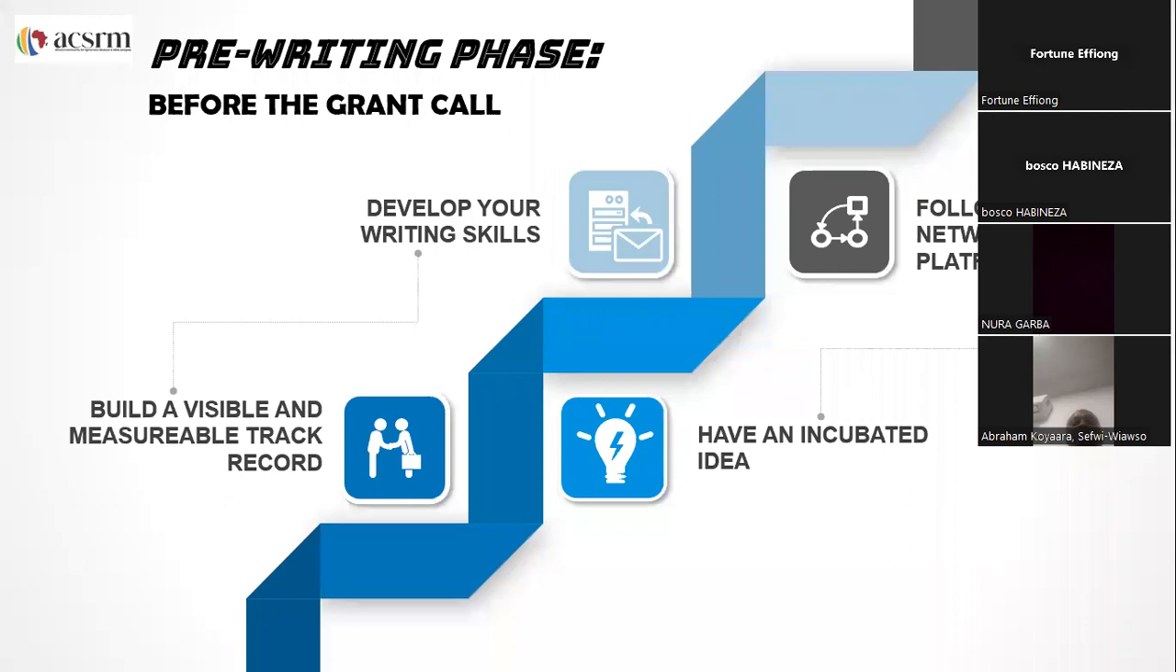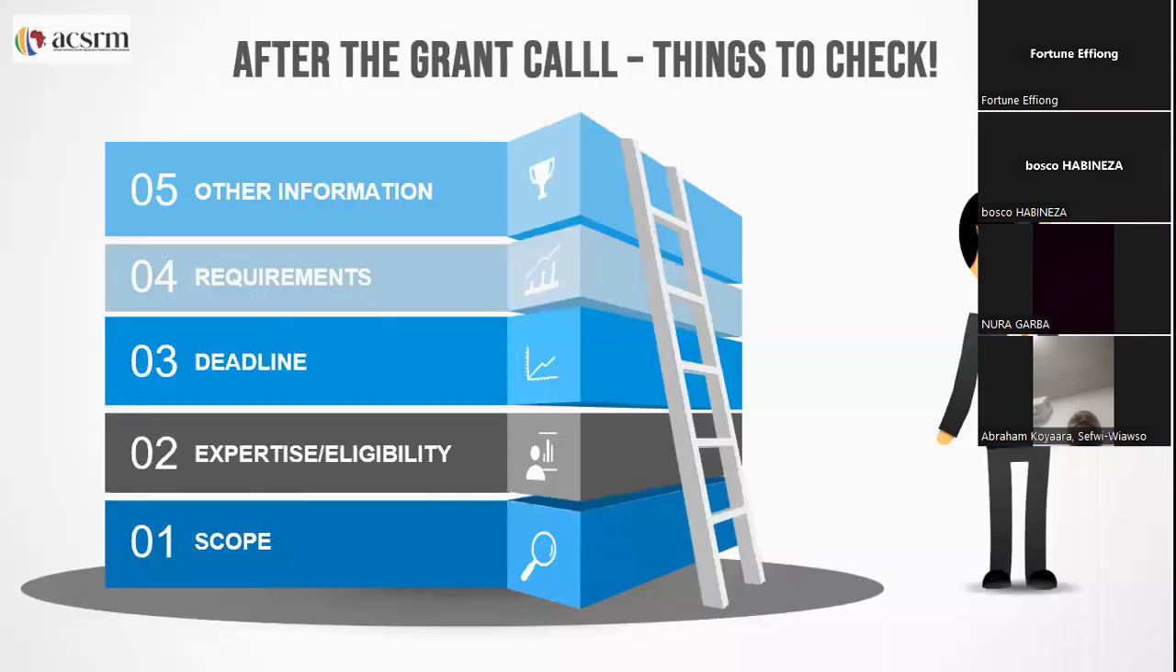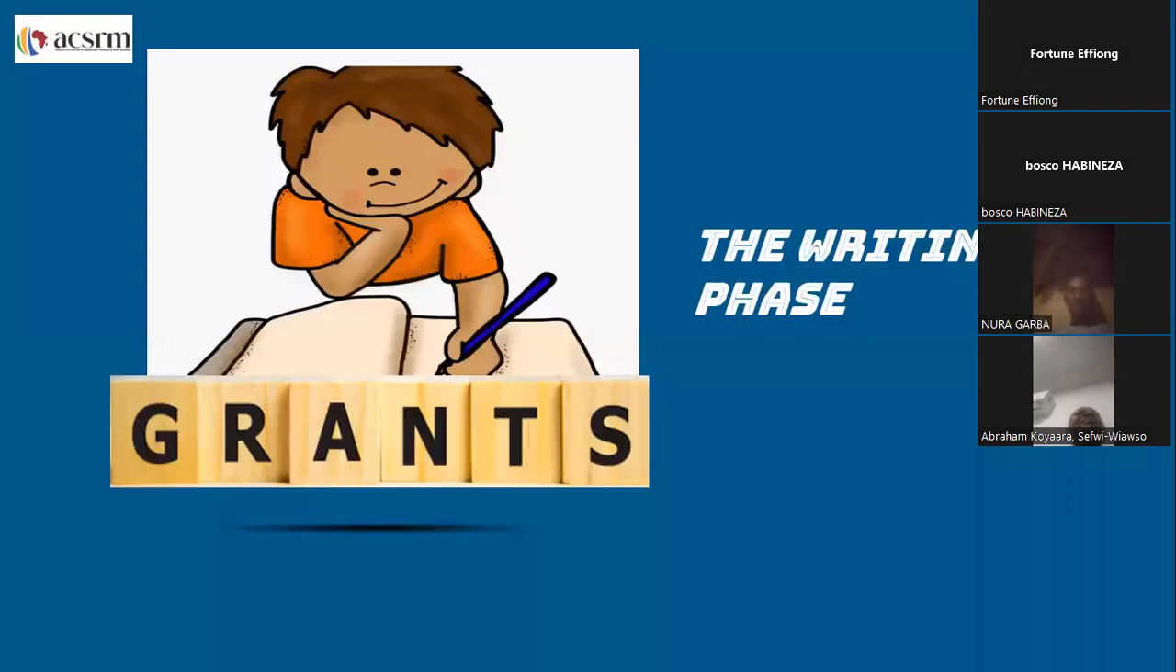And for the pre-writing phase, it's important you build a track record, build your writing skills, have an idea, and follow necessary platforms. And after the grant call, check if the scope of the call corresponds with what you want, check if you are eligible, check the deadline, check the requirements, what they are asking you for, and other information.